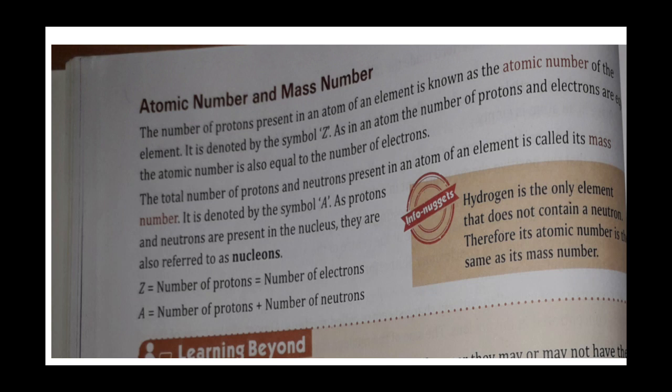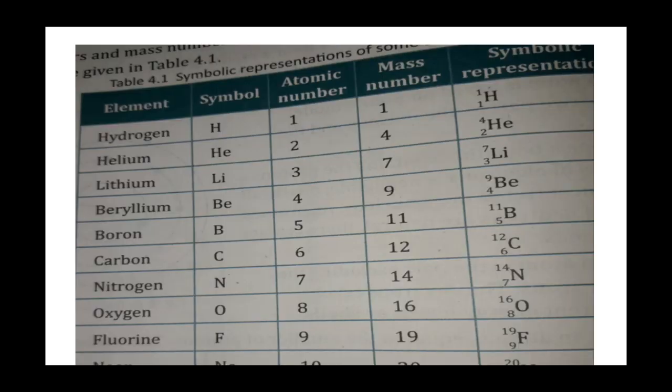Afterwards, I am going to discuss the mass number. The mass number of an element is the total number of protons and neutrons present in its nucleus. Mass number is represented by capital A. Mass number is a whole number, an approximation of the atomic mass calculated in atomic mass units. Now, as you can see in the figure, they have given symbols like hydrogen H, atomic number 1, mass number 1, and in the symbolic representation you can see subscript 1 written and superscript 1 also written.